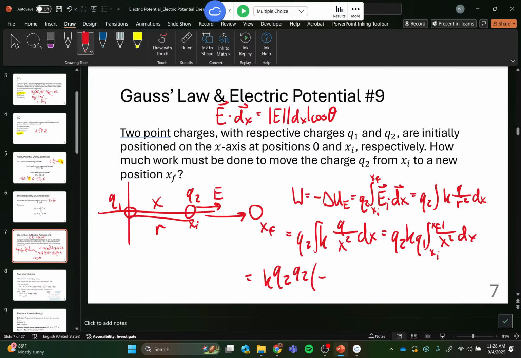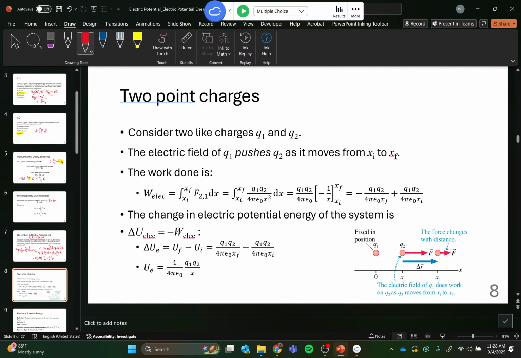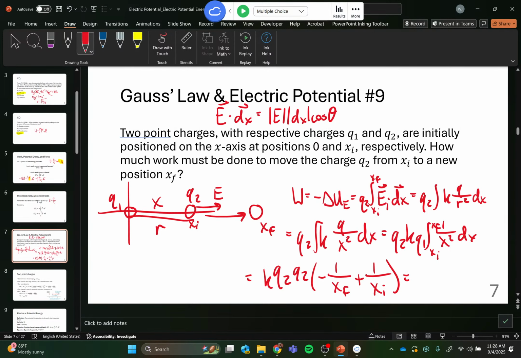Times negative 1 over x final plus 1 over x initial. The integral of 1 over x squared is negative 1 over x, so you get a negative sign. And so you can write it here. That's the answer. How much work did I do? 1 over xf plus 1 over xi, and you're like, this is kind of funky. Does this mean I did negative work?